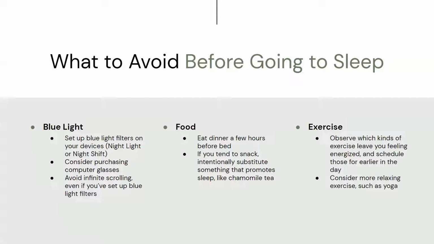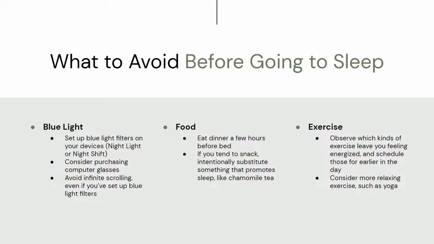So what should you avoid before going to sleep? Blue light. This is something you've probably heard before, but blue light is the light that emanates from phone screens, tablet screens, computer screens that confuses our bodies and makes us think it's daytime. So being on devices directly before bed can impact your sleep and make it harder for you to go to sleep. A really easy way to approach this is to set up blue light filters on your devices.